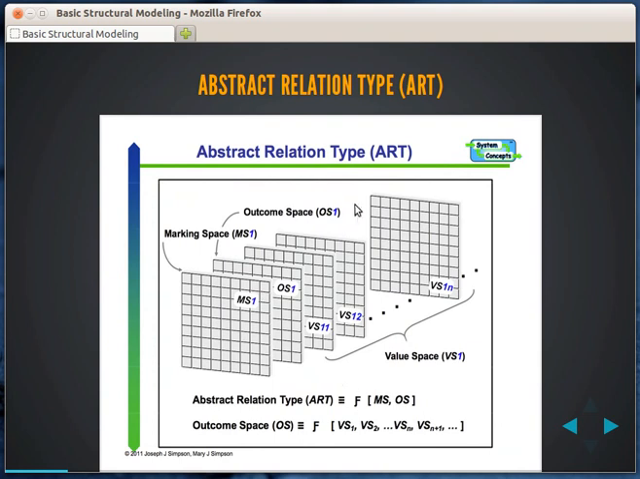Here is a high-level conceptual overview of an abstract relation type. It has three spaces: the marking space, the outcome space, and the value space. Any of these spaces can have one or more matrices within them. We show multiple value matrices in the value space, but the marking space and outcome space can also have multiple matrices.